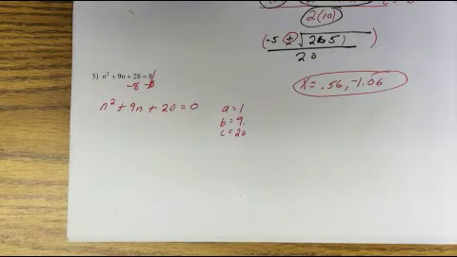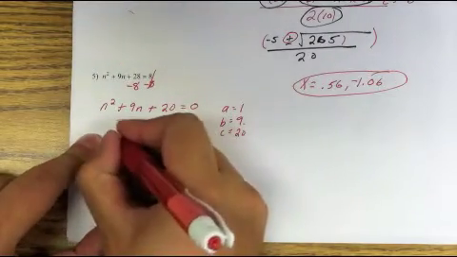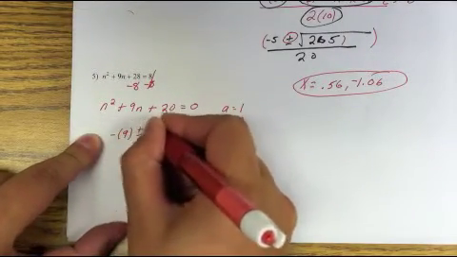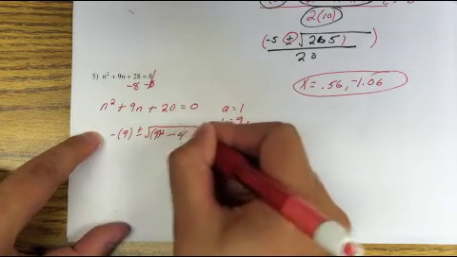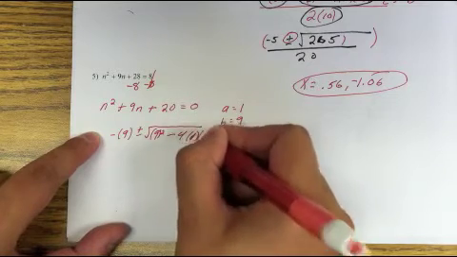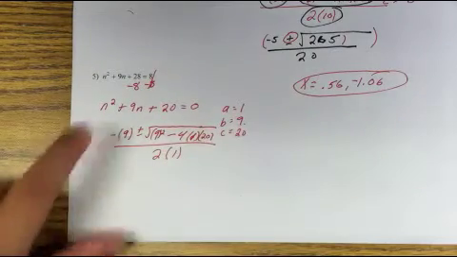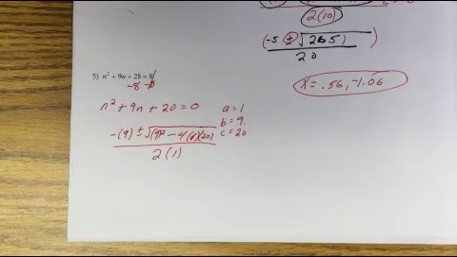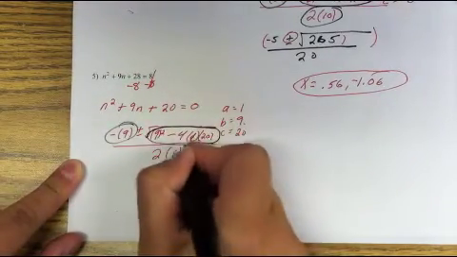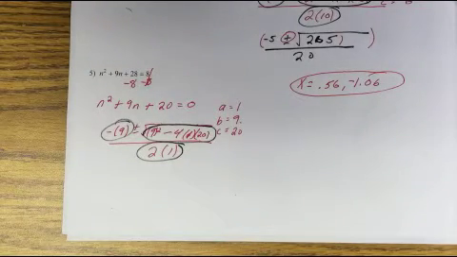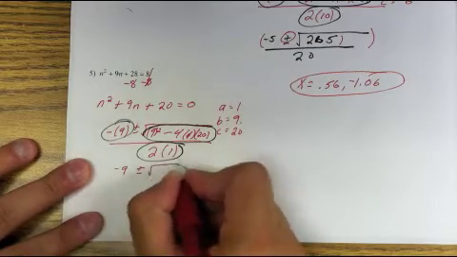All right, let's start plugging into the quadratic formula. So opposite of B, so it's going to be negative 9 plus or minus the square root of 9 squared minus 4 times 1 times 20, all over 2 times 1. All we did was substitute in. Let's clean up. Outside, inside, bottom. So that's going to become negative 9 plus or minus the square root.